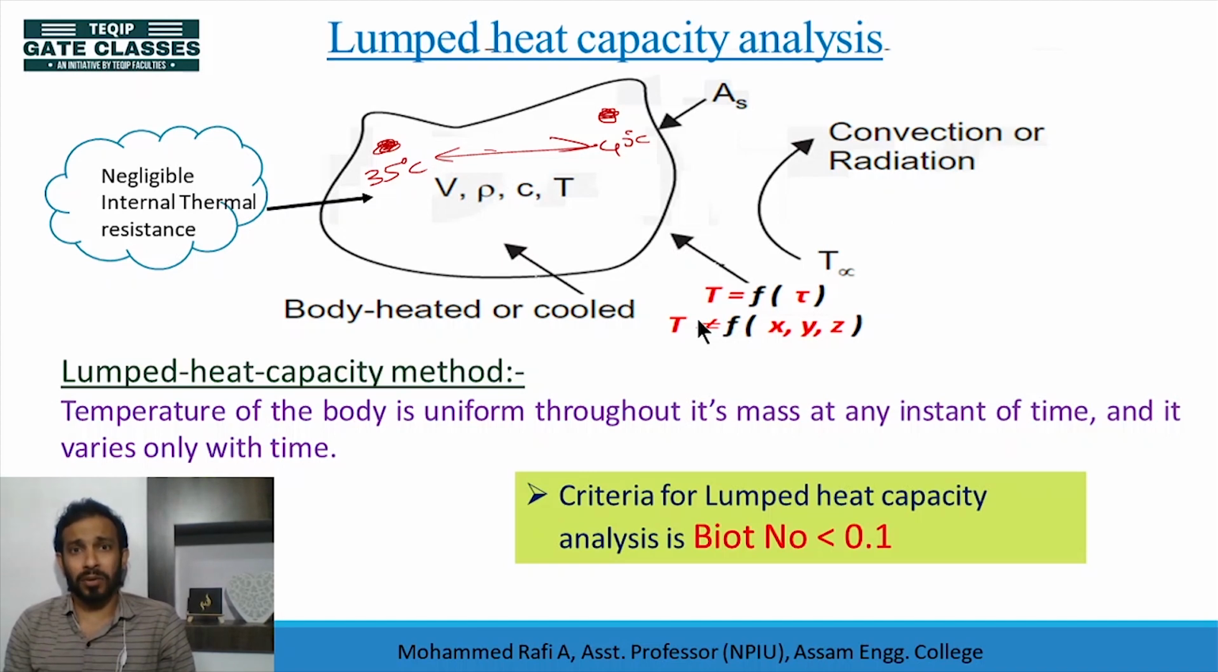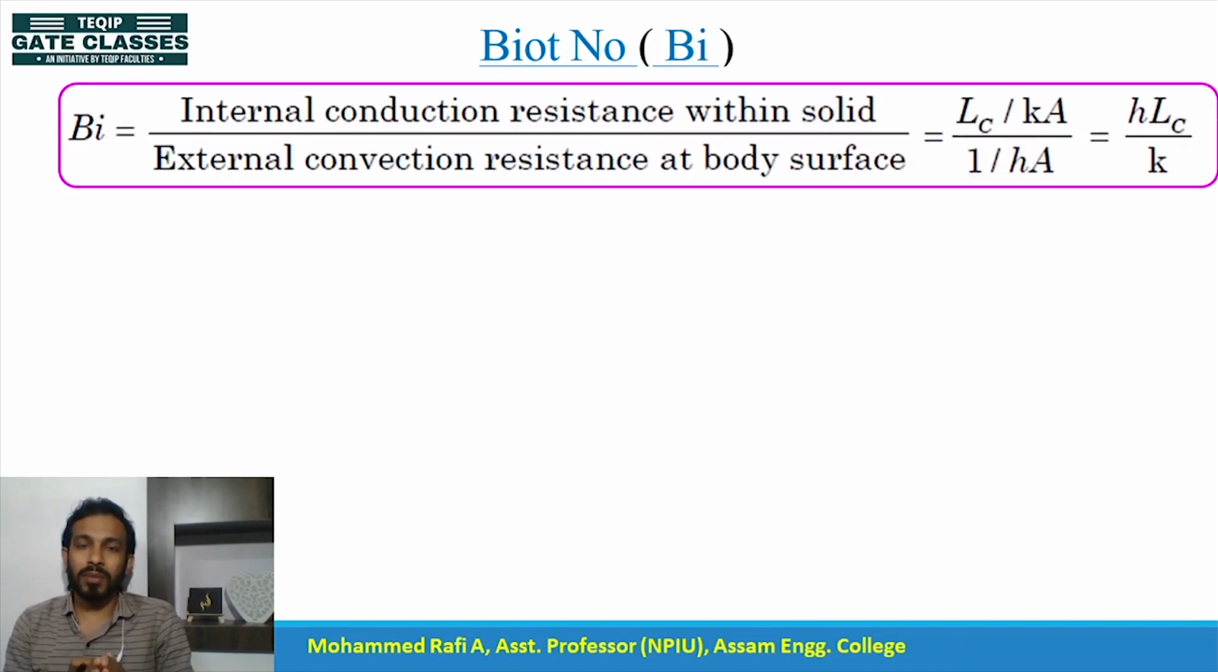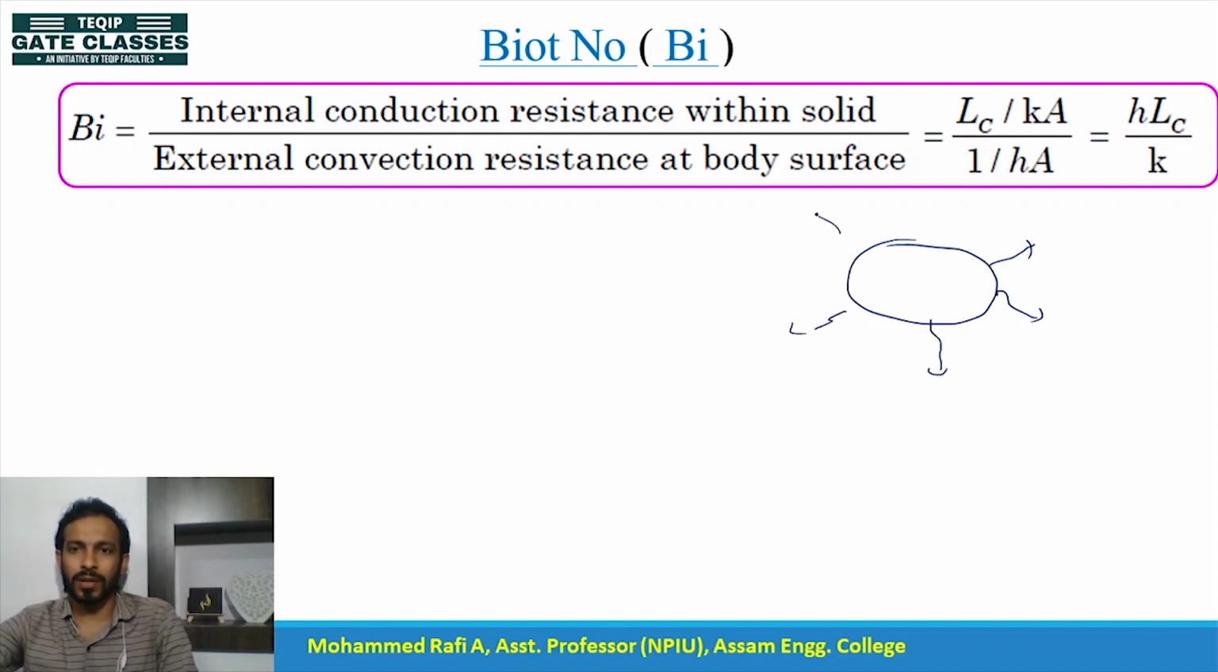Now, what is this Biot number? Now that has some relevance. Let's see what a Biot number is. The Biot number is basically defined as the ratio of internal conductive resistance to external convection resistance. For example, if I am talking about any body like this, it will be interacting heat with the surroundings by which mode? It will be by convection.